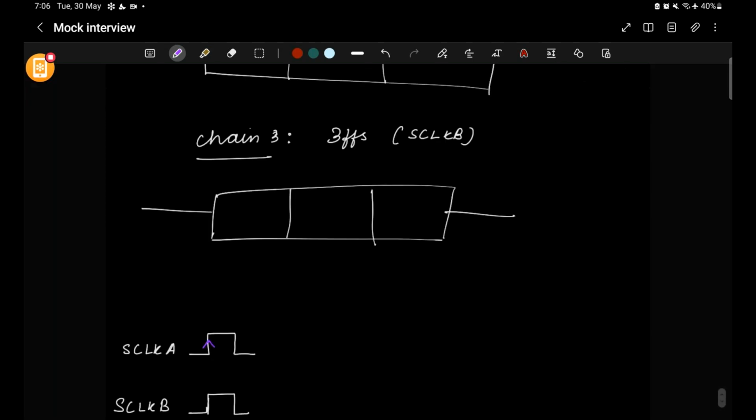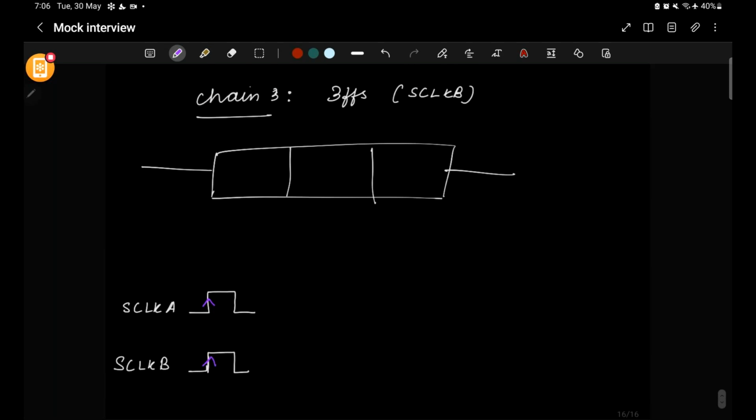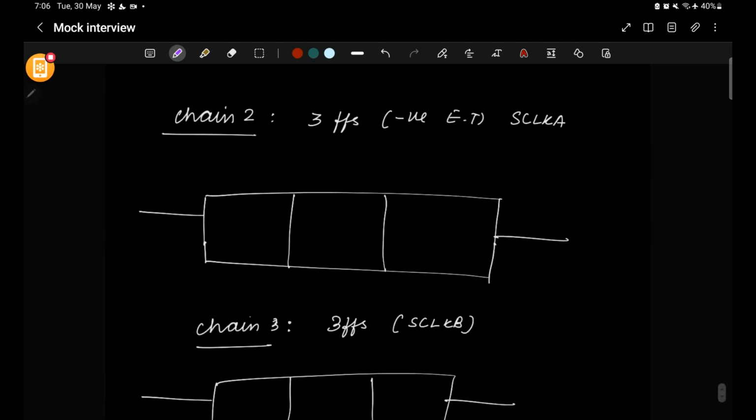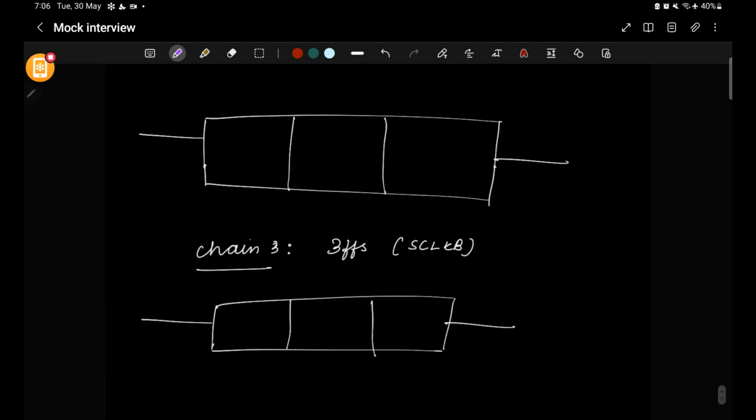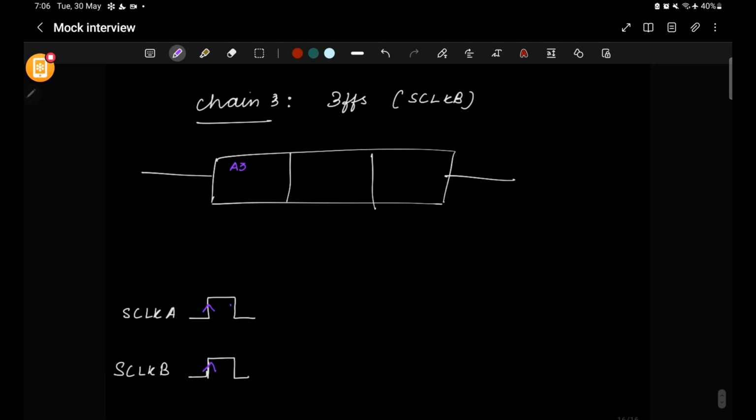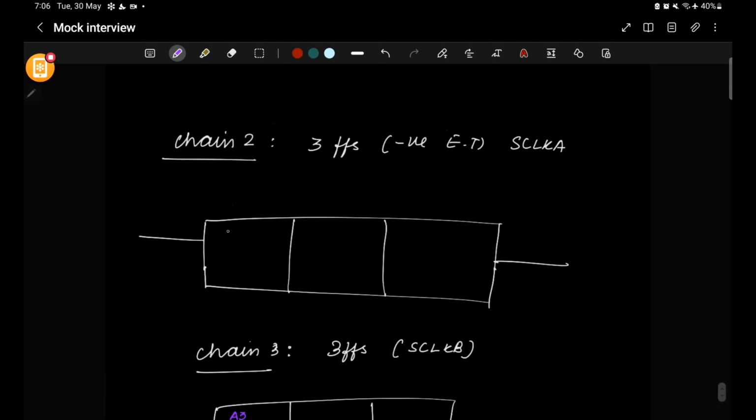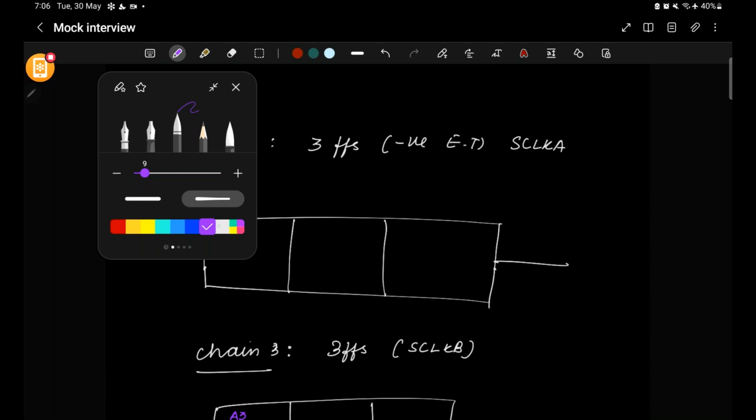Now, during the rising edge of scan clock B, what will happen? This is clocked by scan clock B, right? So that data will come here. That is the LSB bit of the data will enter here. And during the falling edge of scan clock A, what will happen? This data will enter into this scan chain 2. This is what will happen.